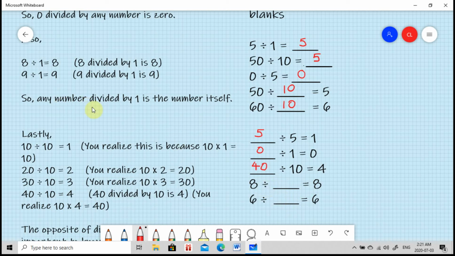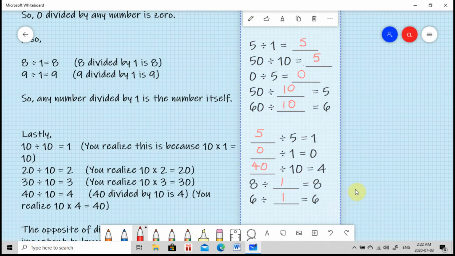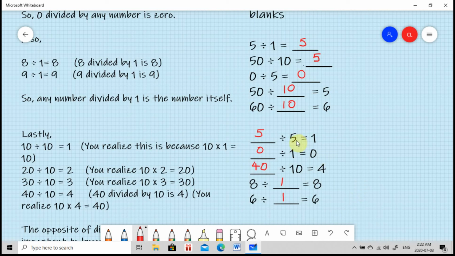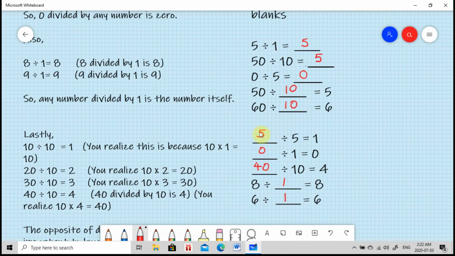Okay. So what about this one? Any number divided by 1 is the number itself. So 8 divided by 1 is 8. 6 divided by 1 is 6. Or you can just take 1 multiplied by 8 to check, of course, your answer. 1 multiplied by 6 is 6. Okay, so we're done. Of course, this one you can check also. 5 multiplied by 1 is 5. And if you have 5 candies shared among 5 people, each person will get 1 candy.